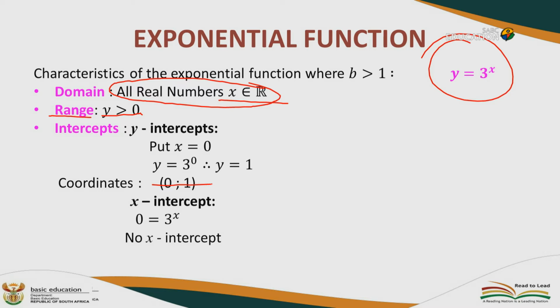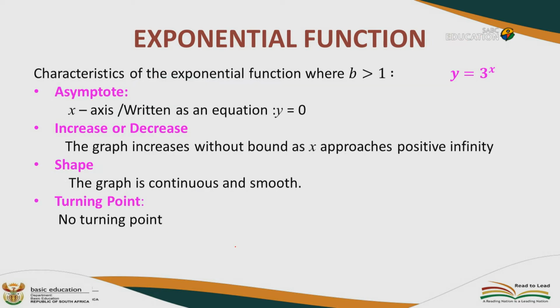The x-intercept. When we're looking for the x-intercept, we put y equals 0. Now, when we put y equals 0 in our function, we have 0 equals b to the x. We can't get any number that can make this 0. So we cannot get the x-intercept. That is why we do not have an x-intercept. The graph will not cut the x-axis.